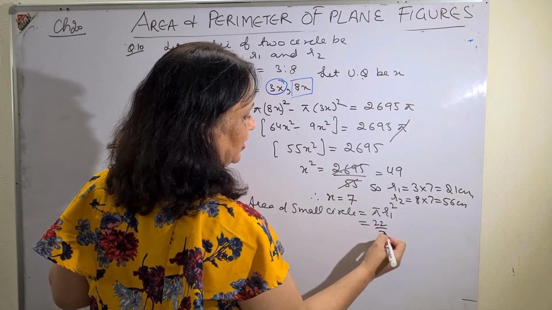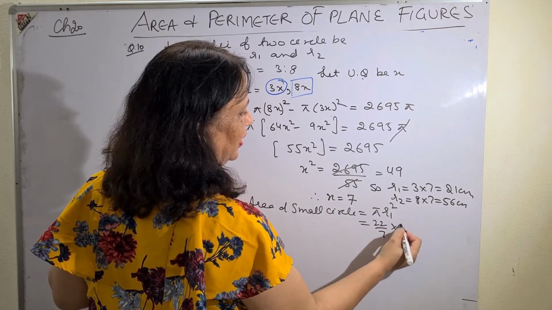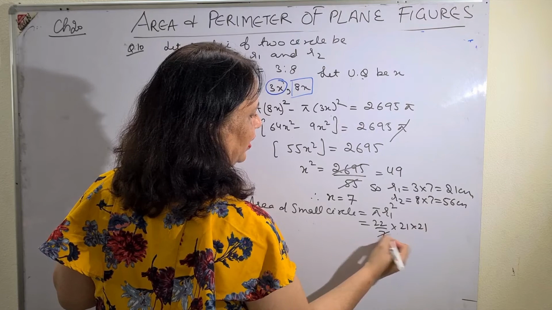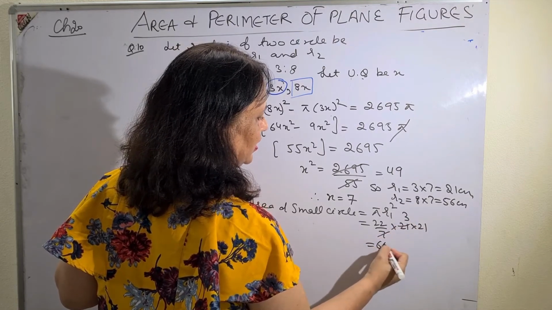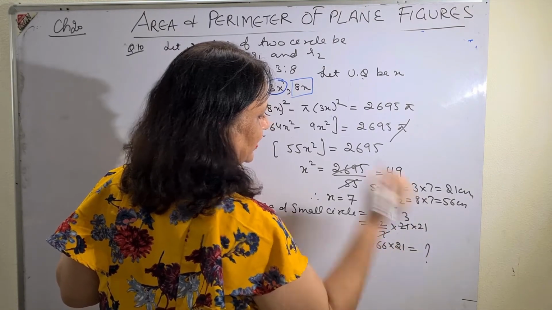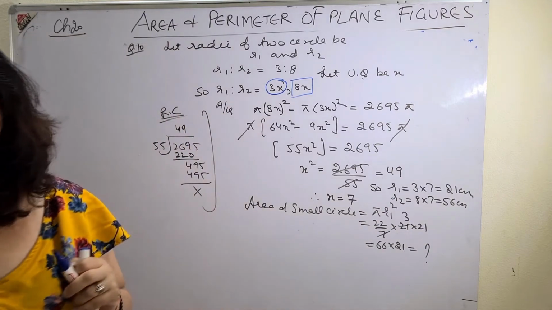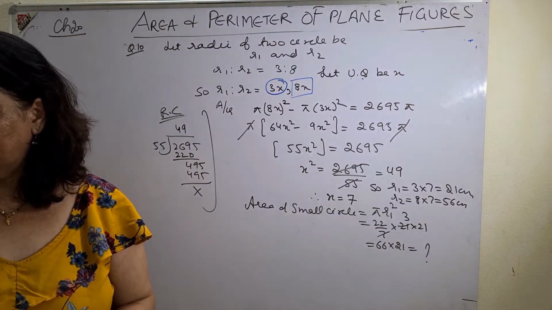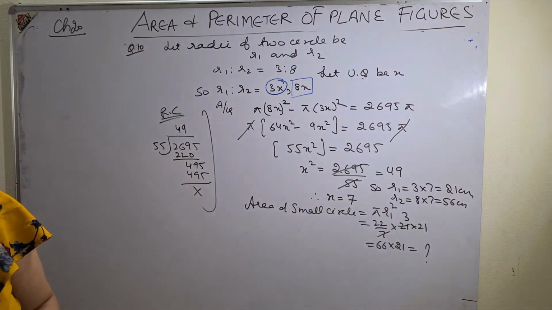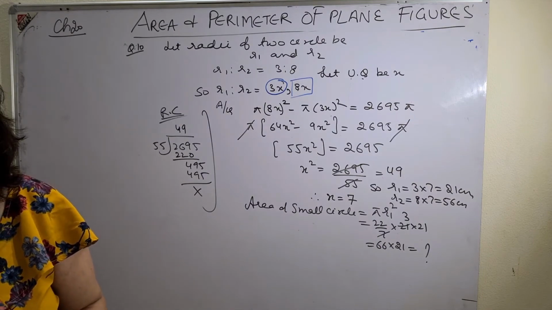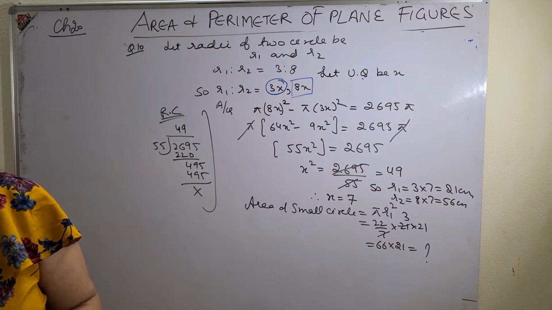And you know you have to mention the formulas. 22 by 7 into 21 into 21, to the needful, 66 into 21 will give you your answer. Please don't forget to encircle the answer at the last. I hope I have made you clear the language of question number 10.